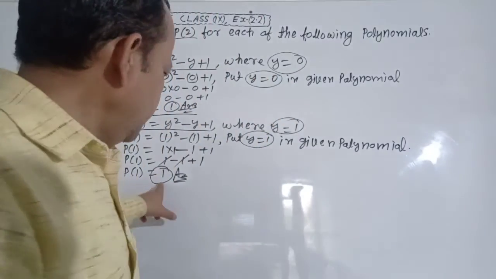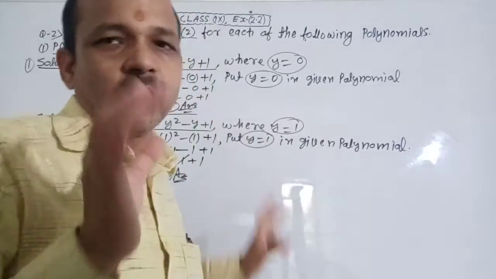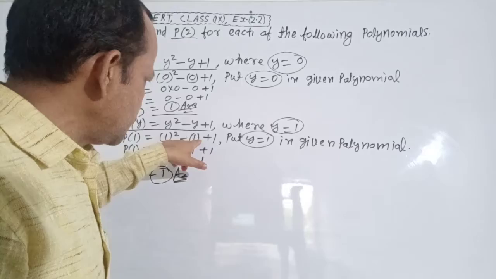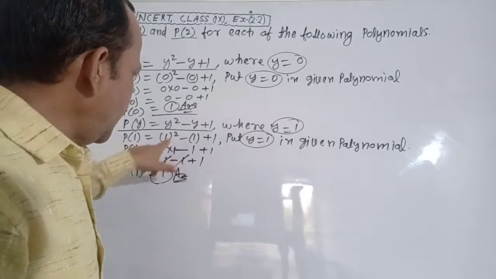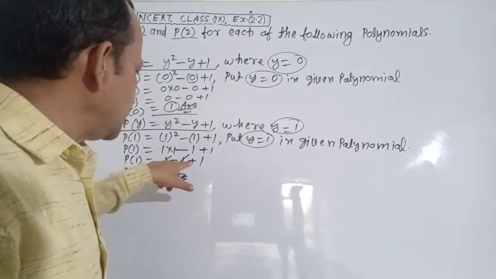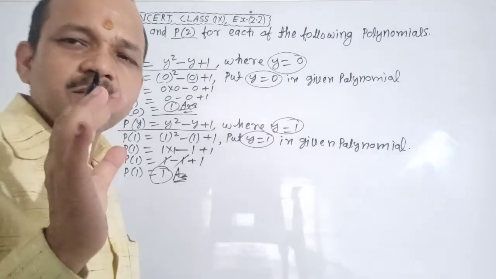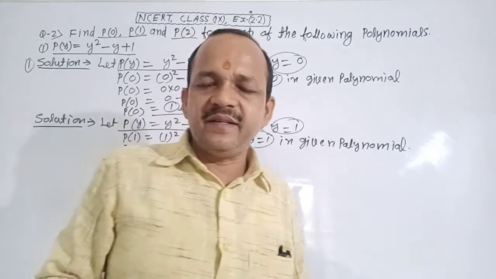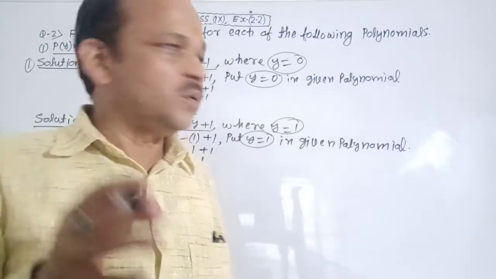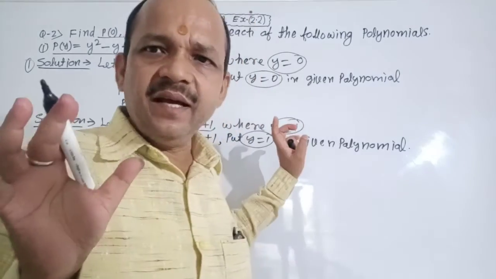Clear? You find 1 by putting the value of y equal to 1 in the given polynomial. Here y square means 1 square, minus y means minus 1, plus 1. 1 square means 1 multiply 1 minus 1 plus 1. Minus 1 plus 1 cut. It becomes 1. 1 is your answer. Clear? You find the answer of the second question by putting the value of y equal to 1. No confusion about it. Very good.